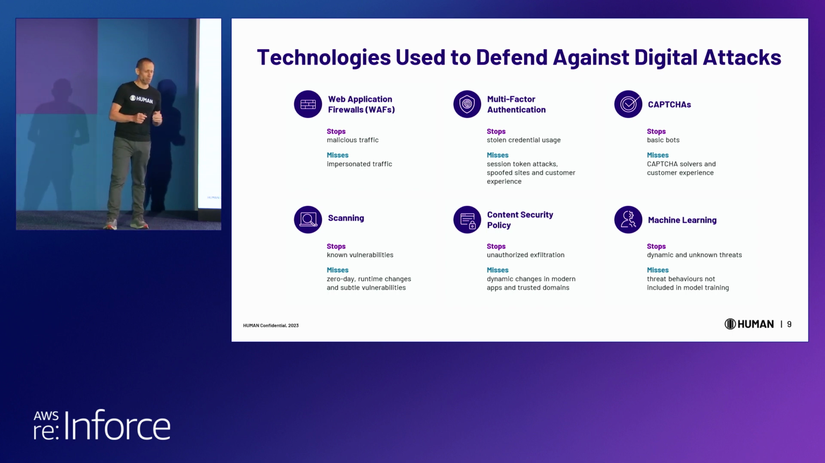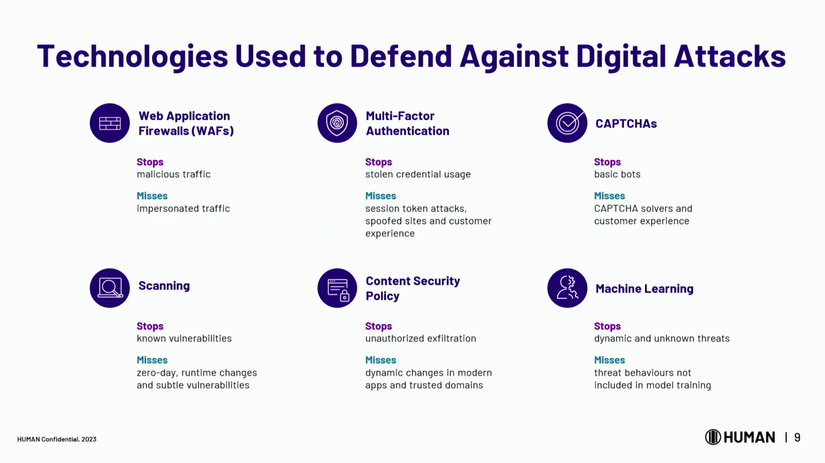And just as an example, a WAF will catch some of the same attacks. It'll identify some malicious traffic, but it can't detect impersonated traffic. It's not deployed on the client and can't tell the difference: is it a bot pushing the buttons or a human pushing the buttons?